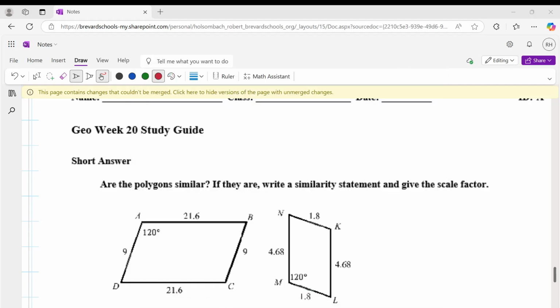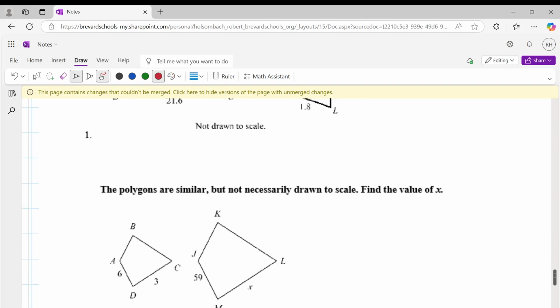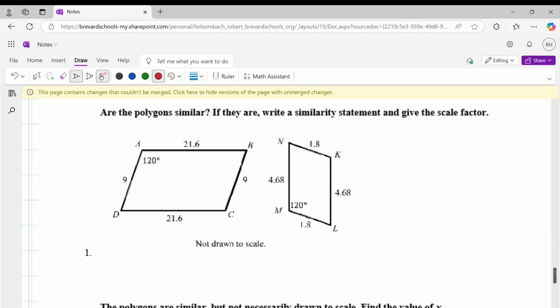All right, problem number 1. The question is, are the polygons similar? If they are, write a similarity statement and give the scale factor. All right, so we need all the corresponding sides to have the same ratio.